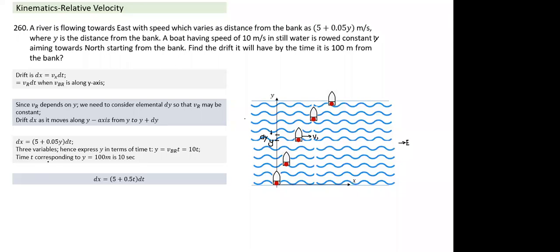So the time t corresponding to y, meter per meter, in 10 seconds. What is the total time it will take to cross the river? What should be the limits of integration? I substituted 10t in place of y. That's the expression here. When I integrate, what should be my limit? The limit should be from 0 to 10, because from this equation we understand it will take 10 seconds to cross the river. So corresponding to y equal to 100, t is 10. If I integrate from 0 to 10, I get the displacement here.